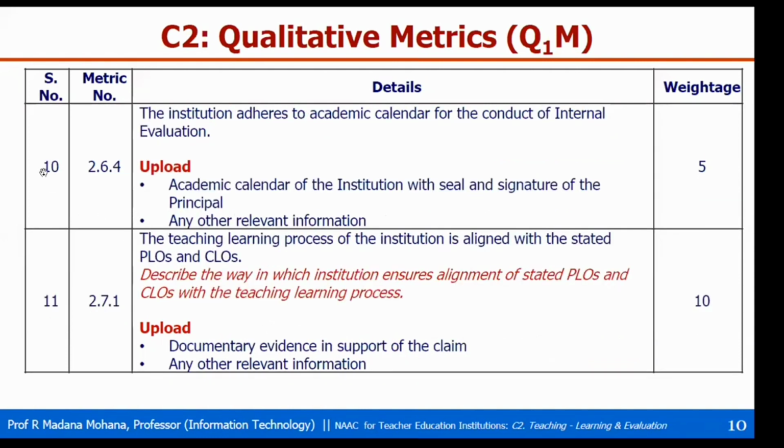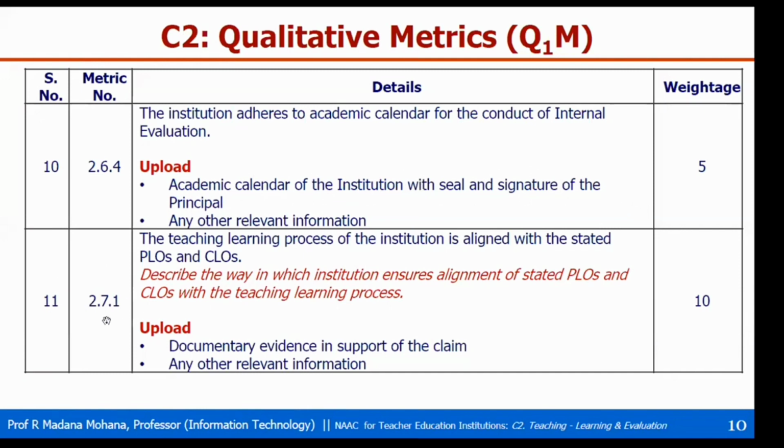Then 2.6.4, whether the institution is following the academic calendar for conduct of internal examinations. Once the academic year starts, one week before, every institution or university will release the academic calendar semester-wise. So when the semester works, the classwork duration, the first class test, then the second class test, like that. So based on that, as per the calendar, whether we are adhering, we are following or not. These 5 marks are there. Here you need to upload the academic calendar of the institution with the seal and signature of the principal. Any other supporting documents you can provide.